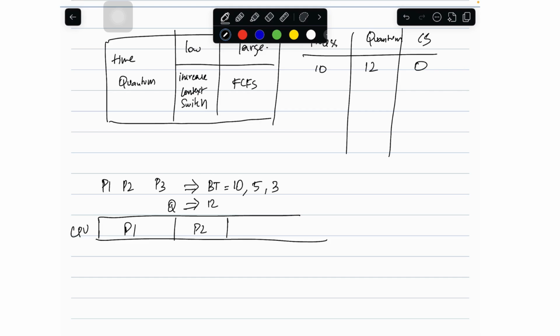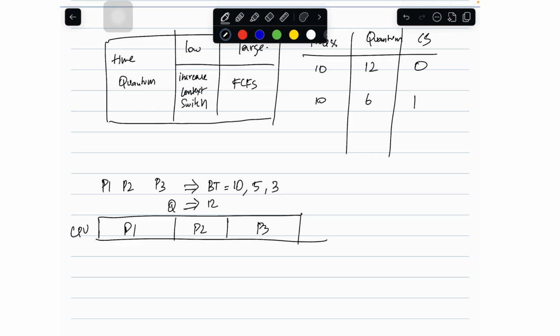Then P2 comes in. Again, 5 is lesser than 12. The burst time of P2 is lesser than the quantum, so it runs. There's no preemption. P3 again the same, it runs. So there is no context switching. It behaves like a first come first serve scheduling algorithm.